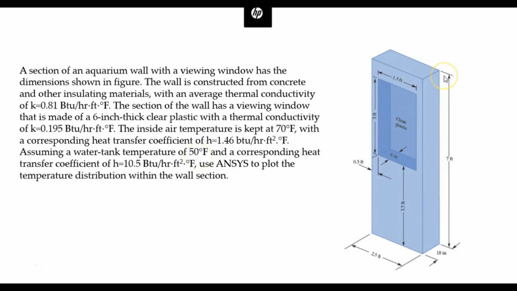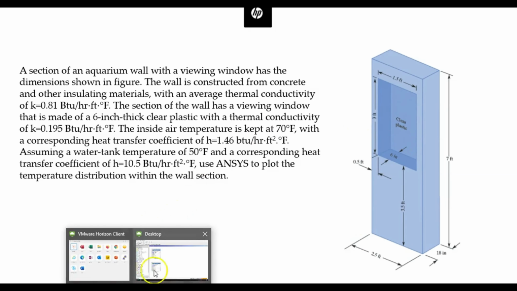On the other side, the concrete wall is exposed to the water tank, which has a temperature of 50 Fahrenheit, and the heat transfer coefficient is also known to us. So we have to use ANSYS to plot the temperature distribution across this wall section. Okay, so this is our problem. Now let us move to our ANSYS Workbench.